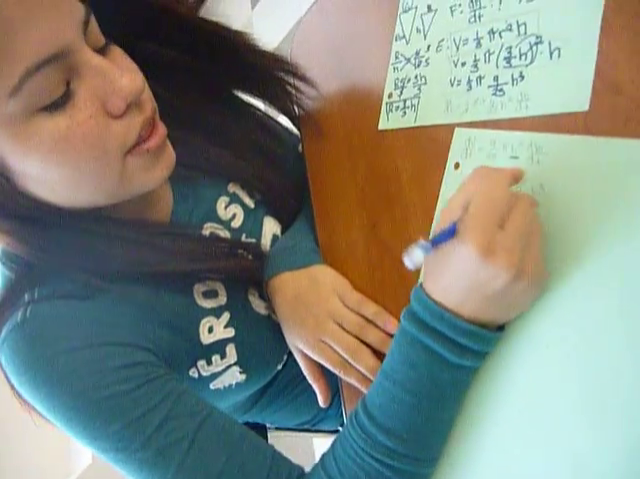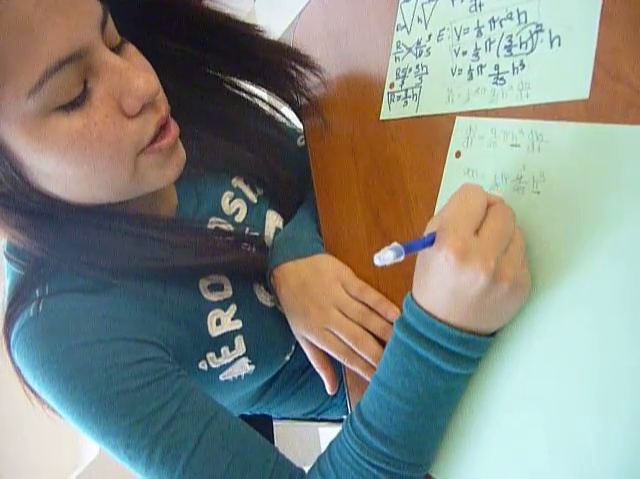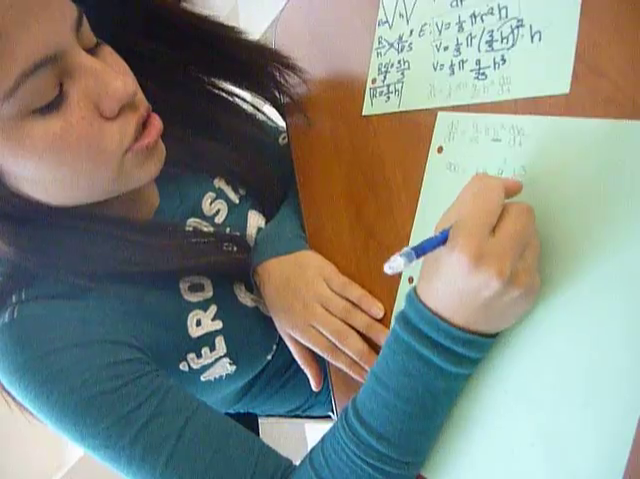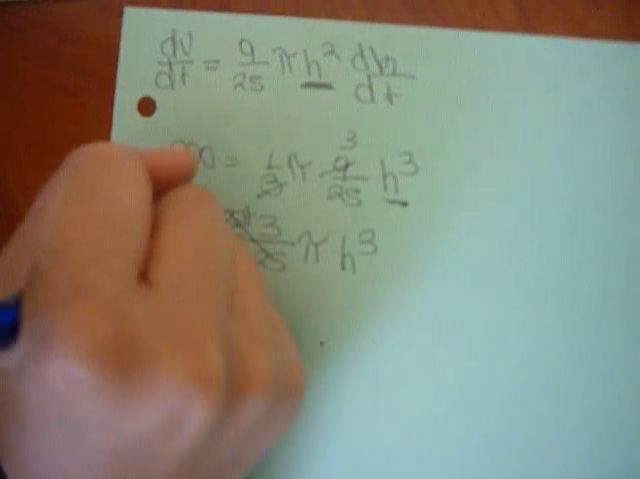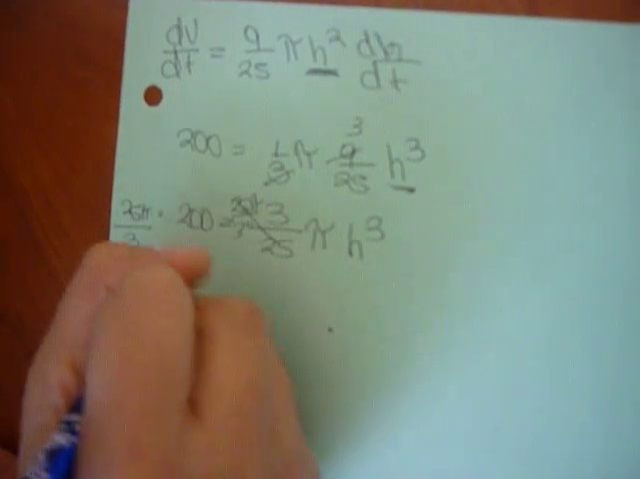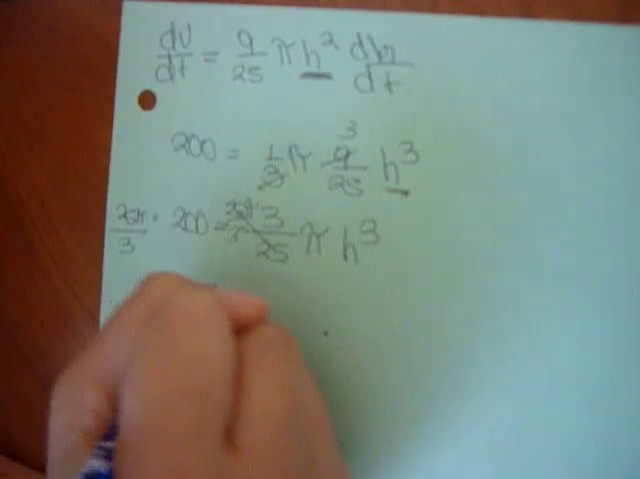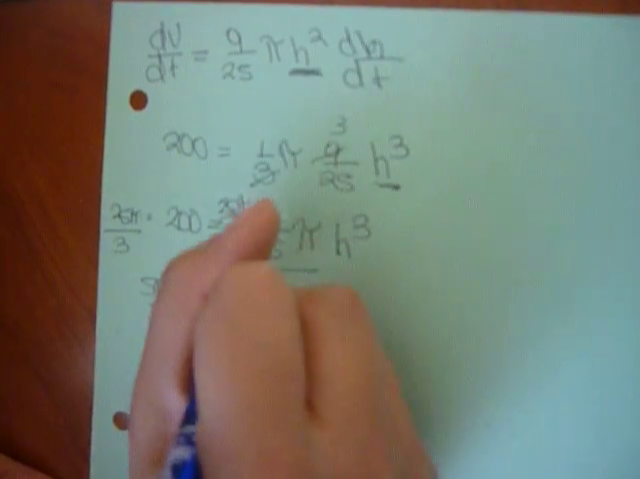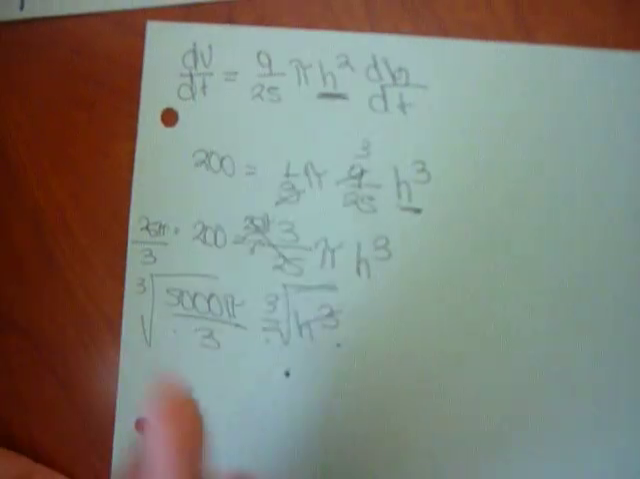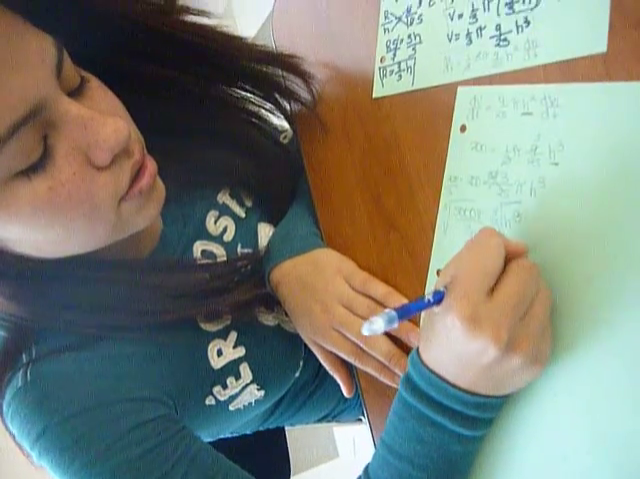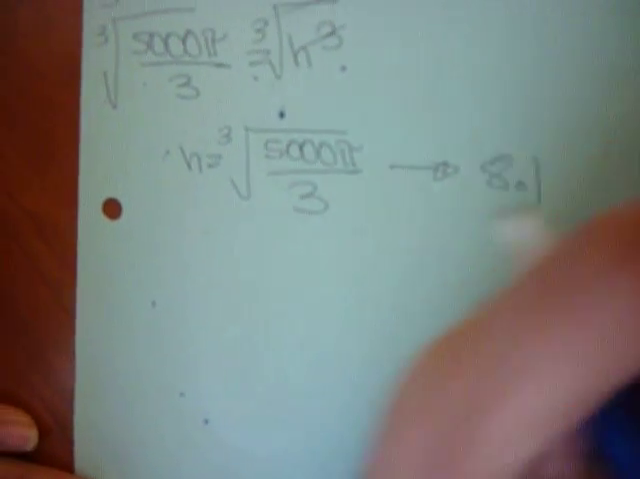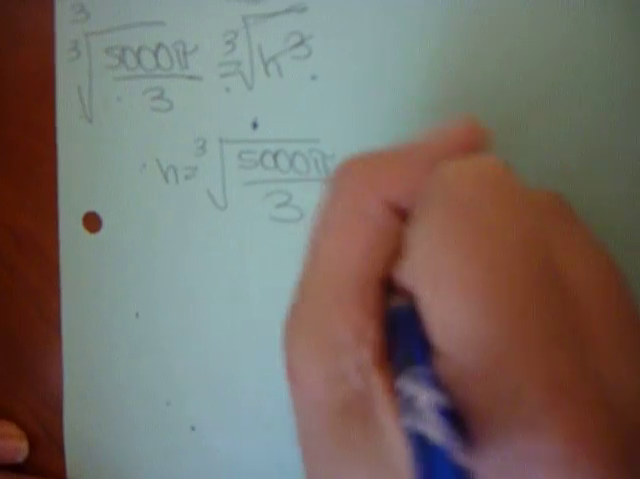So now, multiply that, that's 3. So you have 3/25 pi H cubed equals 200. You multiply by 25 pi over 3 times 25 pi over 3. That gives 5,000 over pi over 3 equals H cubed. Take the cube root. Now we have H equals the cube root of 5,000 over pi over 3. If you plug this into your calculator, you get 8.1. That seems a little easier, so we'll just deal with H as 8.1.